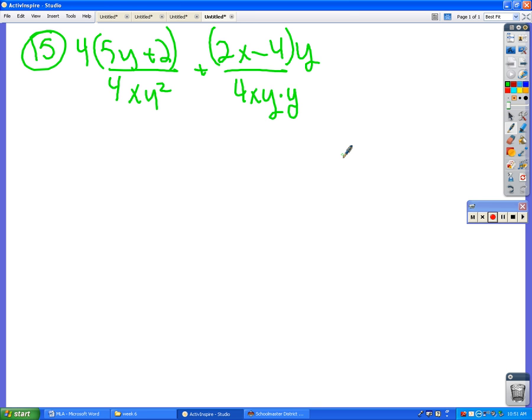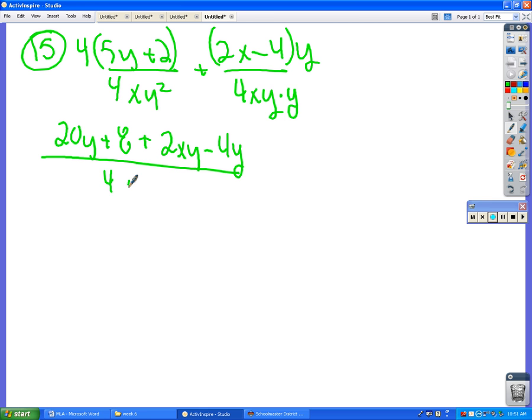Now, distribute the 4 on top, and you get 20y plus 8. Distribute the y on top, and you get 2xy minus 4y, and that's all over 4xy squared. You just add. Are there any like terms that I can combine? Yes. 20y and minus 4y gives me 16y plus 8 plus 2xy over 4xy squared.